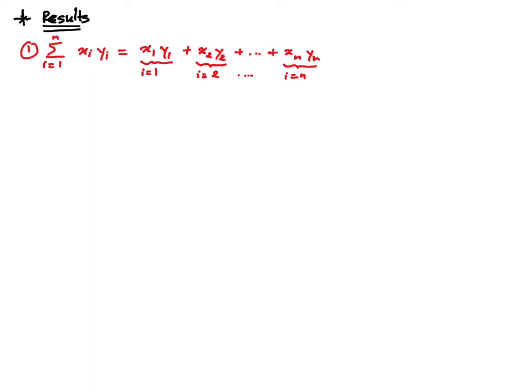So let's look at a particular example. Suppose that x1 is equal to 2, x2 is equal to 1, x3 is equal to 3, and then x4 is equal to 5. And then y1 is -1, y2 is 2, y3 is 1, and then y4 is -2.